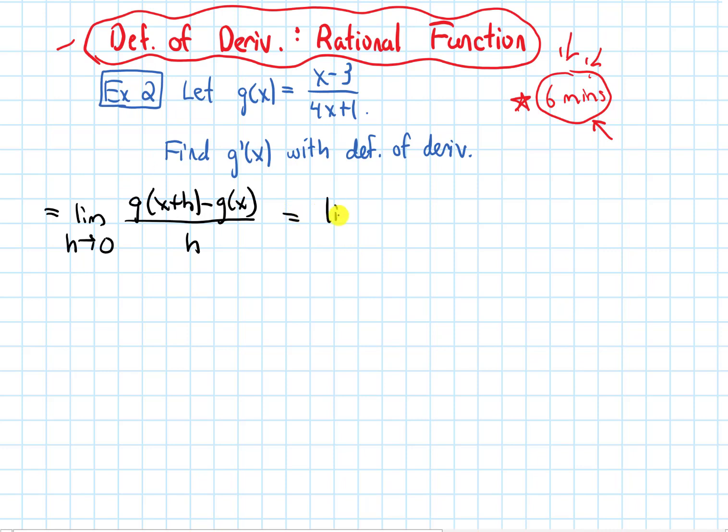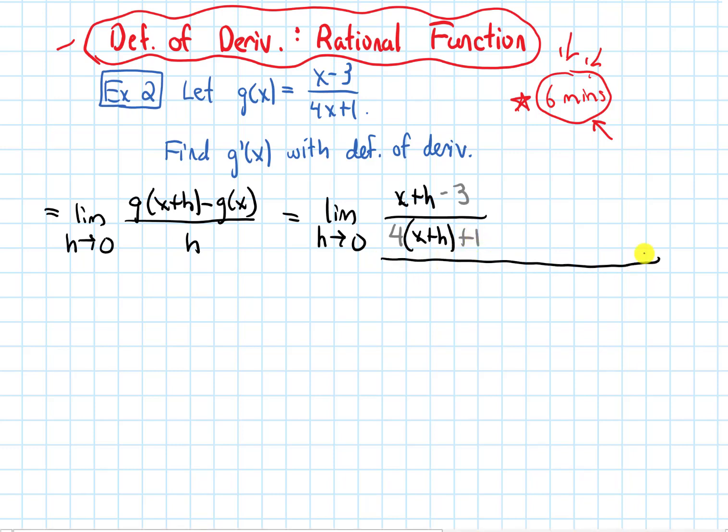All right, so this is the limit as h approaches 0. And for g of x plus h, let's plug in x plus h for each of these x's. We'll get x plus h minus 3, over 4 times x plus h, plus 1. That's part of the top of this fraction. And then we have to do minus g of x, and g of x is just x minus 3 over 4x plus 1. And we have this all over that h on the bottom.